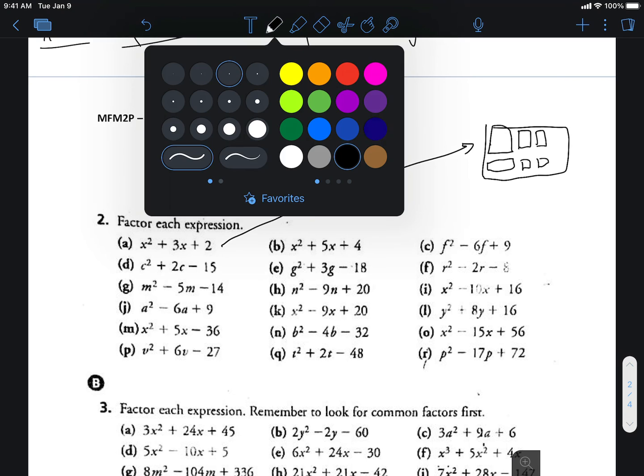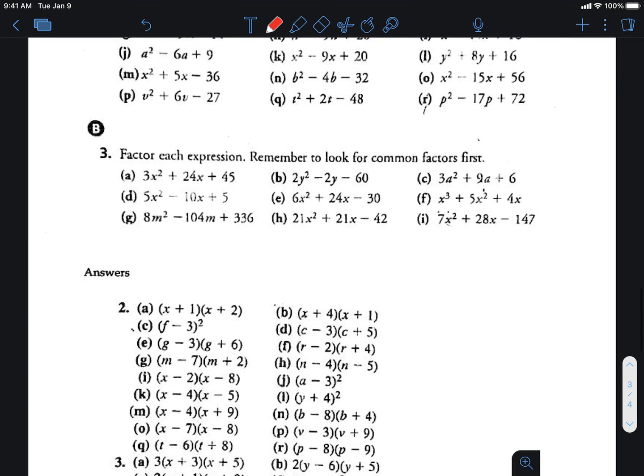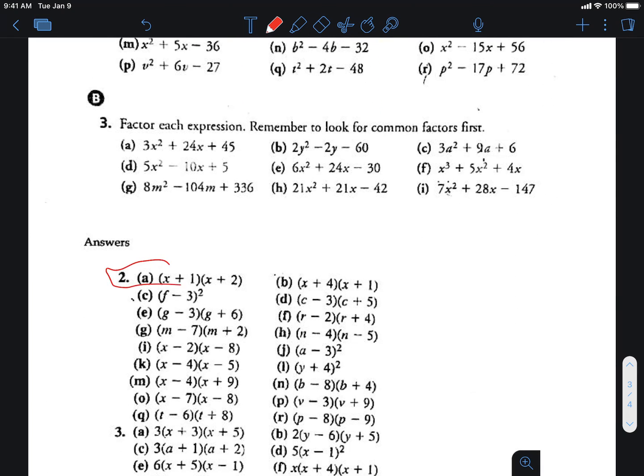Read off the side lengths. X plus 2. X plus 1. Right? If I were to draw them on here. There's a rod and a single. X plus 1. There's your answers. You just multiply them beside each other. Okay, I know those are the answers because I come down here and look. There's the answer for 2A.